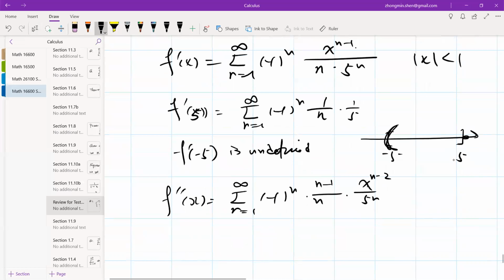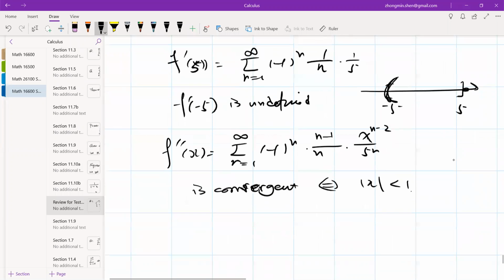So this is convergent if and only if absolute x is less than 1. It doesn't matter; the endpoint is not included. So when you differentiate the power series, the open interval is still there. The function is always absolutely convergent inside the open interval, but it could be divergent at the endpoint.